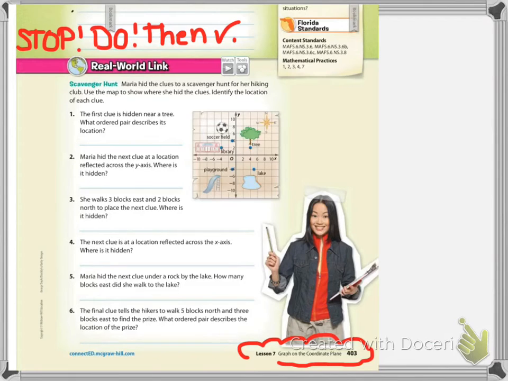Alright, so now we are looking at lesson 5.7. We are on page 403. Again, not much longer in the video because it's very similar information, but this is a part I want you to stop and do on your own. Do the real world link, numbers 1 through 6, and again, you're answering questions by looking at the map or the coordinate grid that you see with the soccer field and the tree. So pause the video now, answer the questions, and then come back and check your answer.